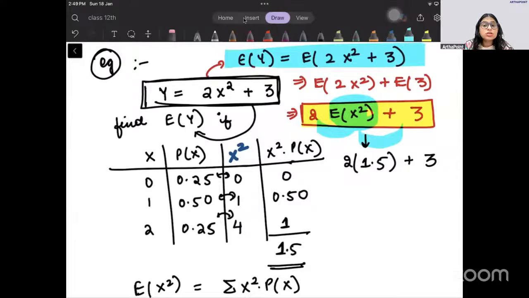Mean of constant is not 0. Mean of constant is the constant. Yes, variance will be 0. Correct.